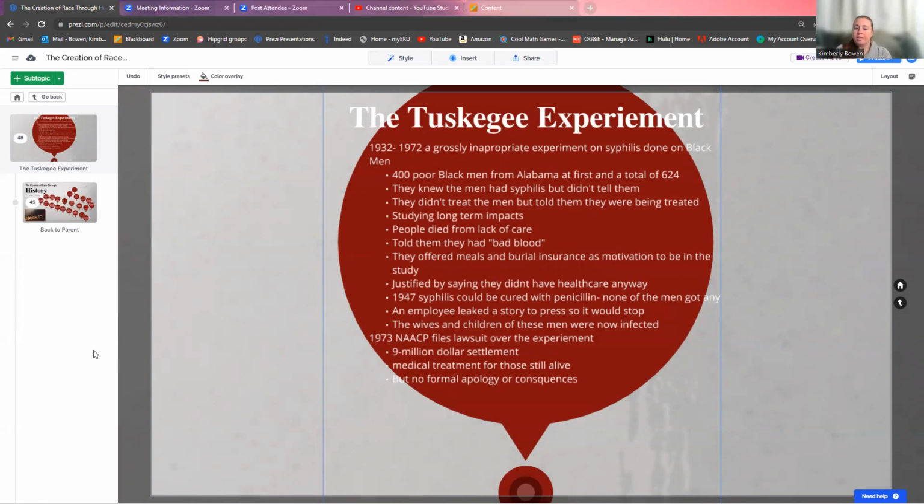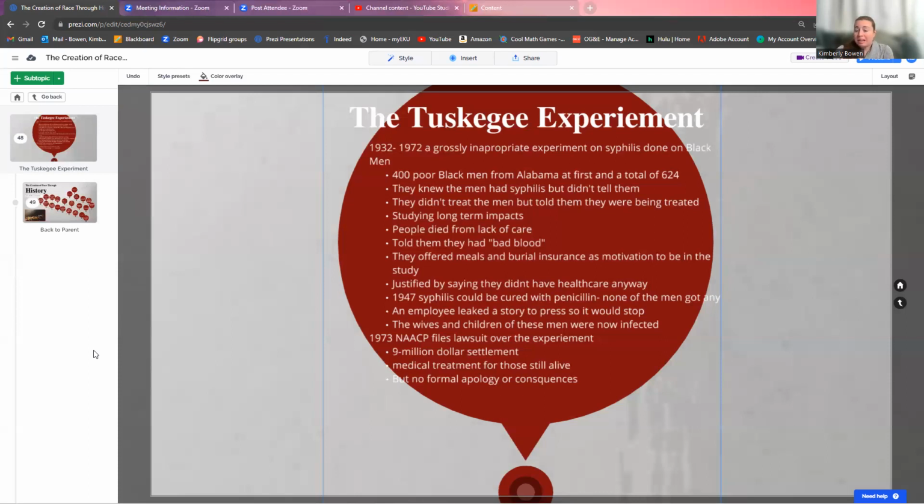They didn't treat the men, but told them that they were being treated and gave them a lot of placebos and or any kind of aspirin type regimen that really had no impact on the syphilis at all. And they were trying to study the long-term impacts that syphilis had on the body. And so they would examine these men multiple times over the course of this study, but also had rights to the bodies after they died.